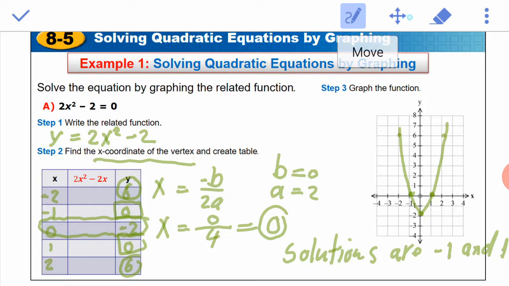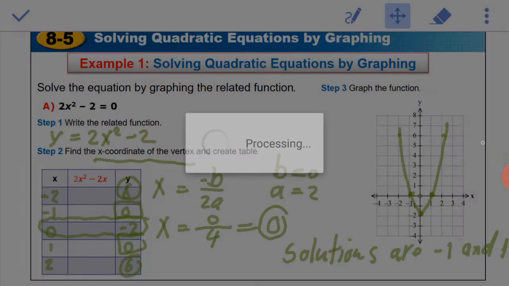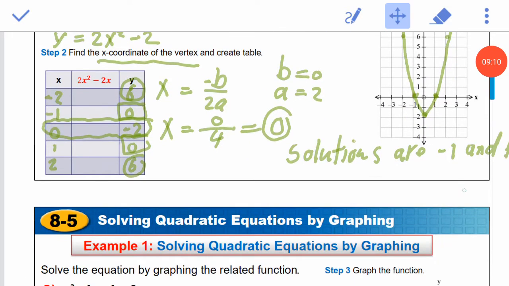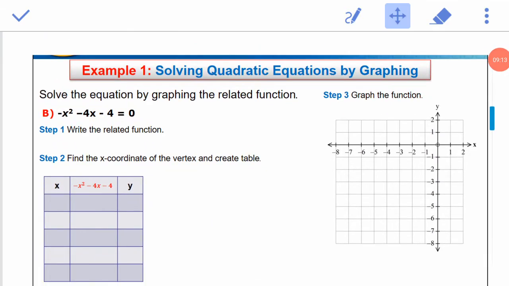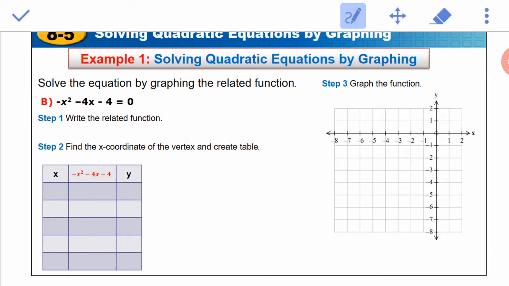Let's have another example. Here is my second example guys. The given quadratic equation, negative x squared minus 4x minus 4 is equal to 0. Remember step number 1, we write a related function. We replace that 0 with the variable y or f of x. Y equals negative x squared minus 4x and finally minus 4.